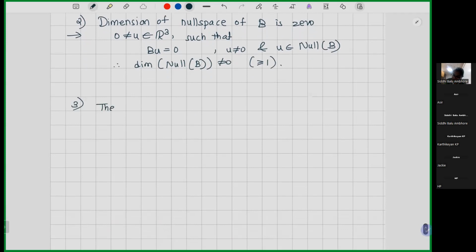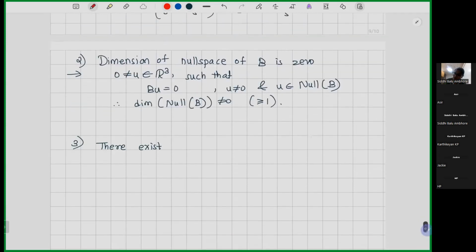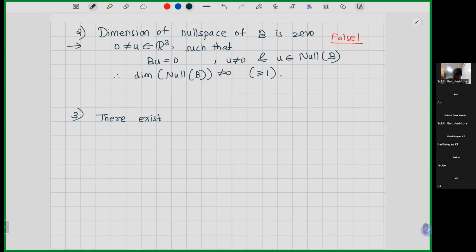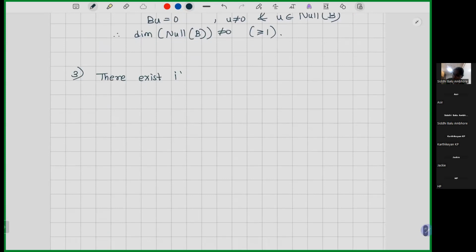Now the next question is, there exist infinitely many X in R3 such that Bx is equal to V plus W.